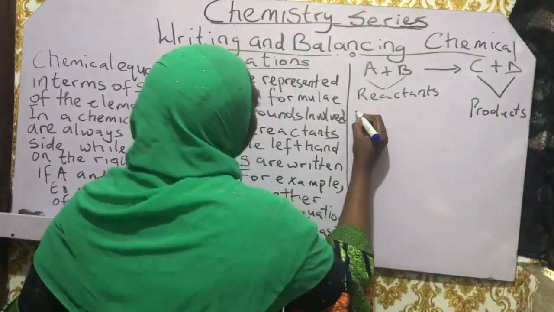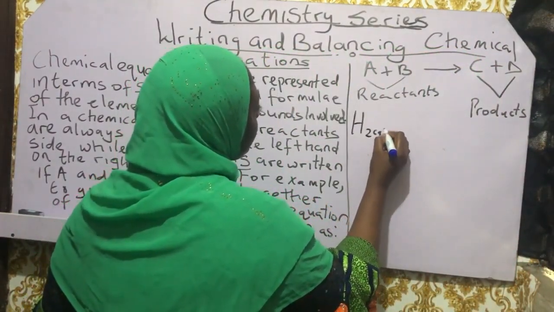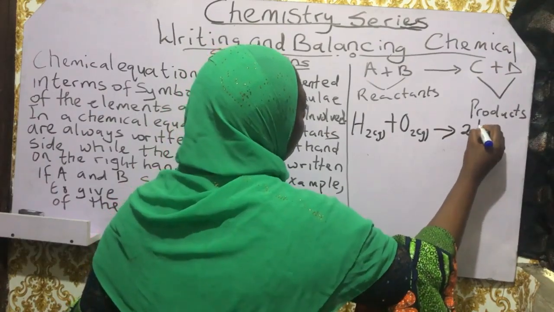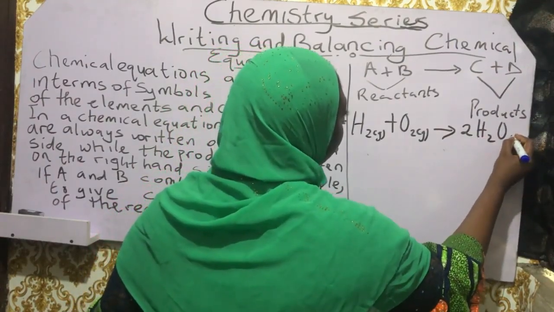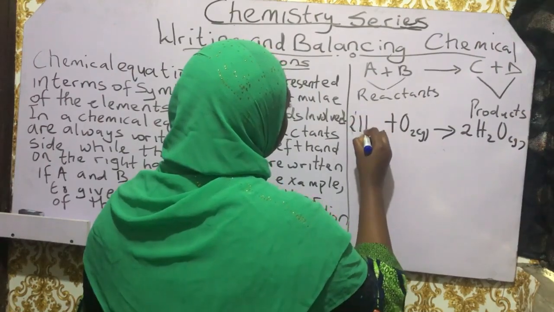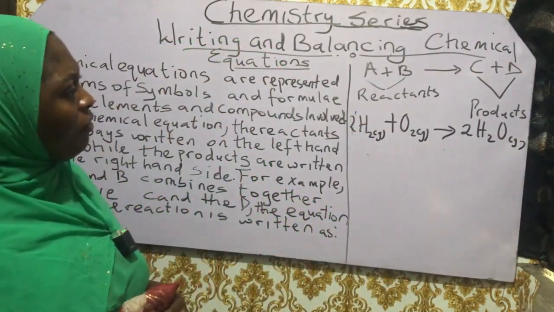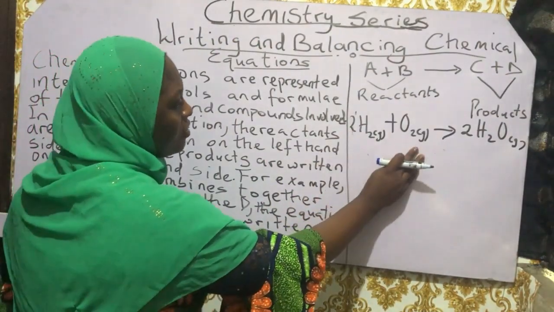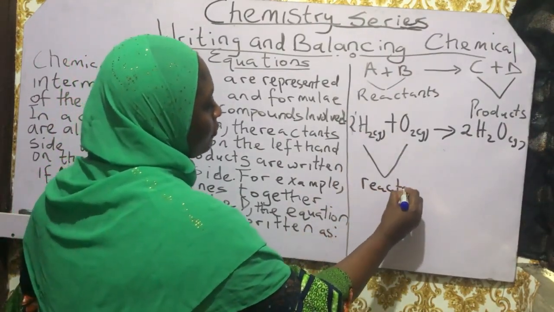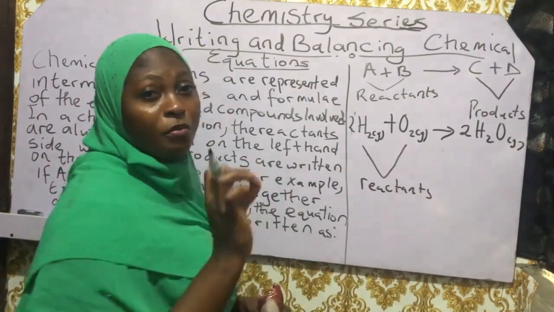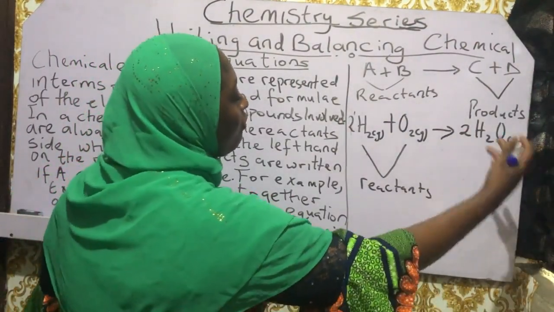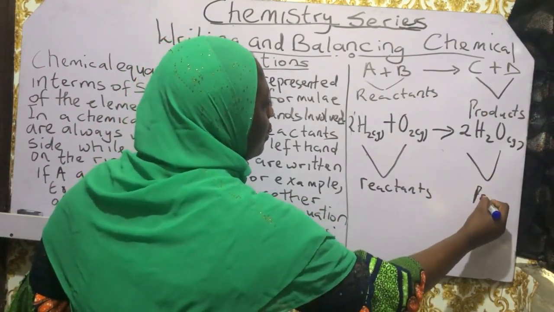Let's take an example of the reaction between hydrogen gas and oxygen gas to form water molecule. Now you can see hydrogen and oxygen are written on the left-hand side. They are the reactants. While water, which is the product of the combination between hydrogen and oxygen, is written on the right-hand side. So this is the product.